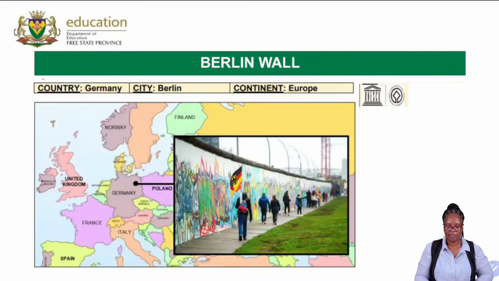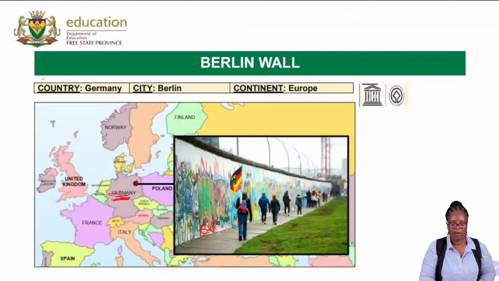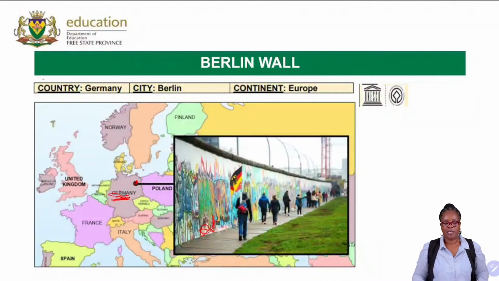This is the wall, so clear. I'm sure you can look at that. You can see that people are moving there. And here we are. It's located here in Germany. Germany is the country and the city is Berlin. Europe is the continent, and here we are. World Heritage Site. That's what we need to know.